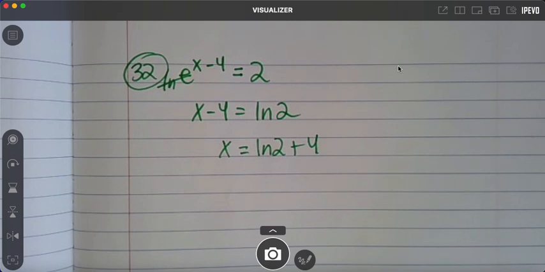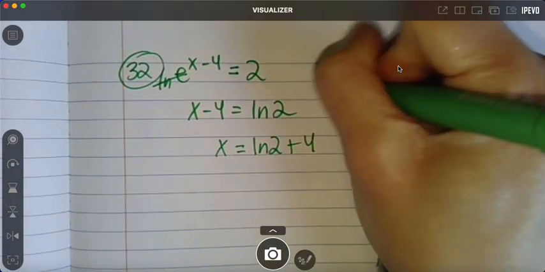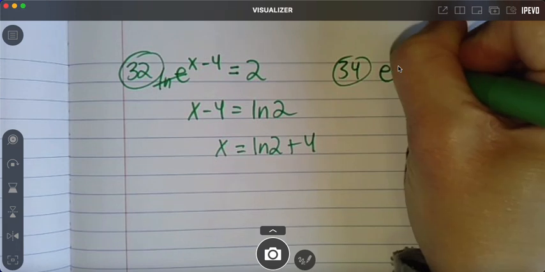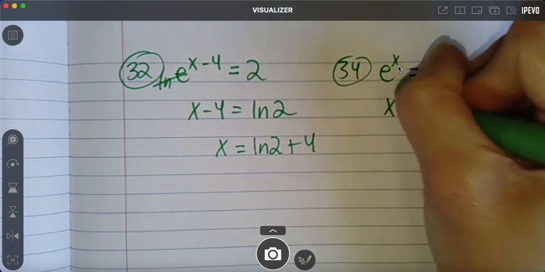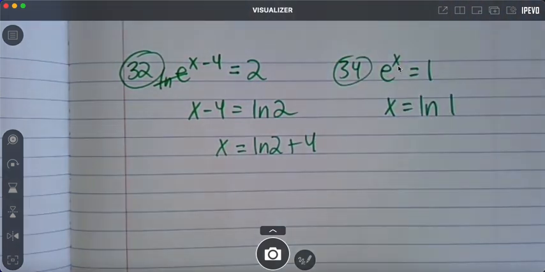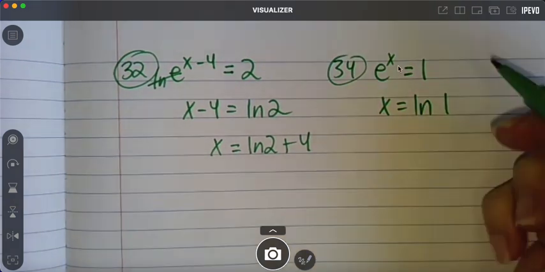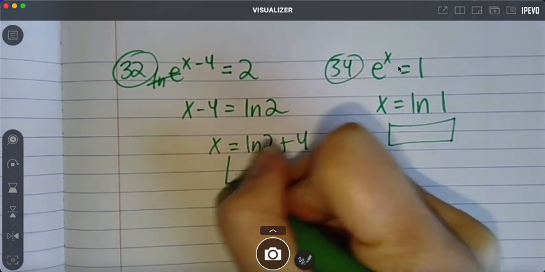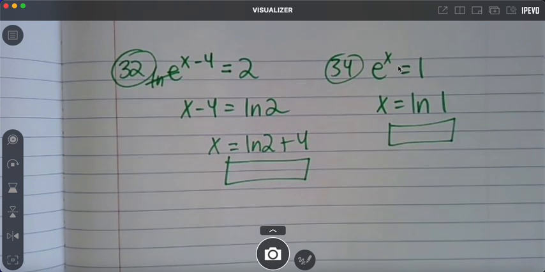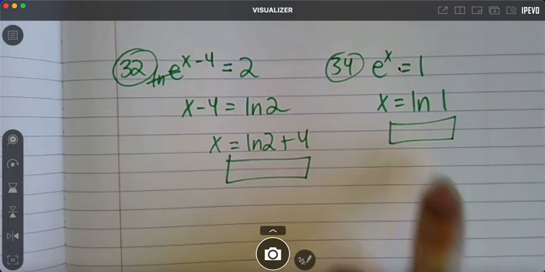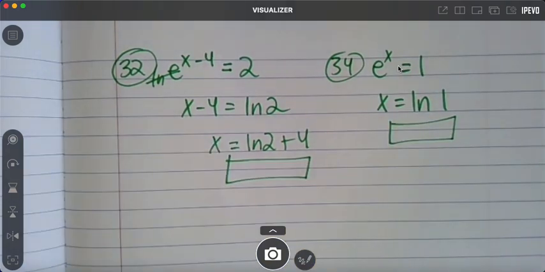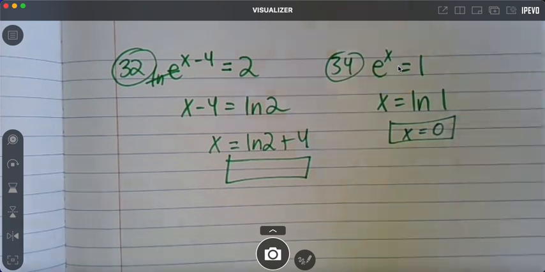Let me do number 34 because it's like number 28. ln equals 15. So you get x equals the natural log of 15, which you then have to still get your answer. 2.71. For number 28, the natural log of 1 is 0. Oh, you're talking about for yours. I got mine x equals 0.